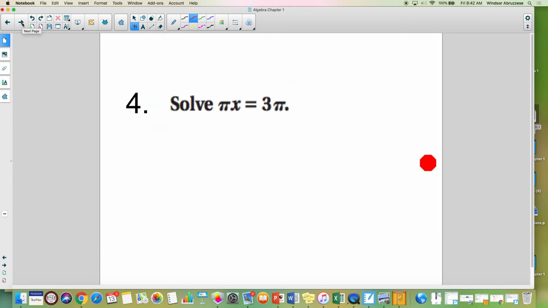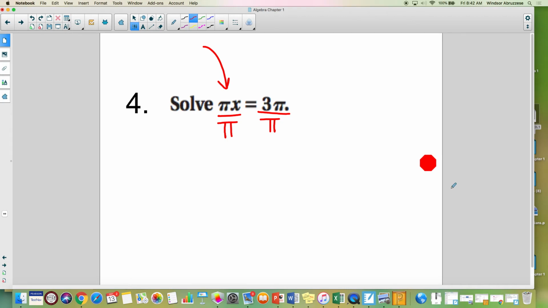Number 4, we have an equation. Pi times x equals 3 times pi. Remember, when they are right next to each other, a number and a variable, or in this case, pi and a variable, that means multiplication. And what is the opposite of multiplication? Division, the inverse. So I'm going to divide both sides by whatever it is I need to get rid of. In this case, it's the coefficient of pi to isolate the x. I'm going to divide by pi, divide by pi.